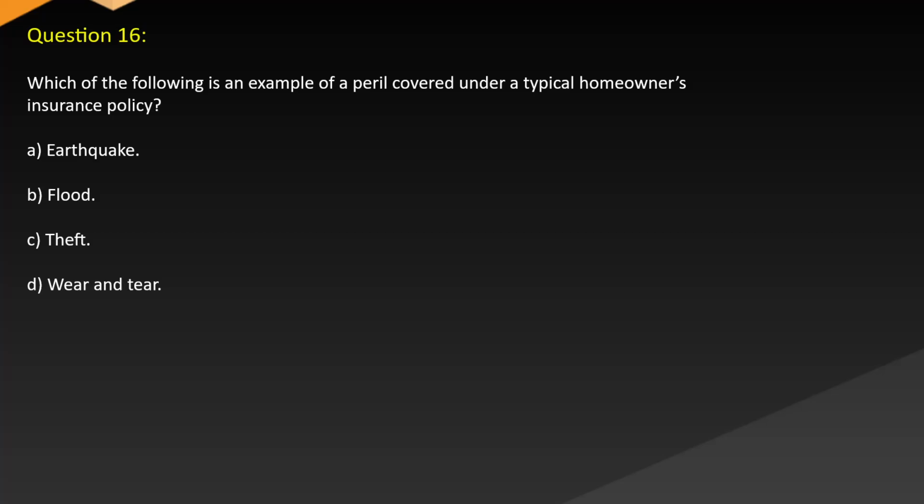Question 16. Which of the following is an example of a peril covered under a typical homeowner's insurance policy? A. Earthquake. B. Flood. C. Theft. D. Wear and tear.